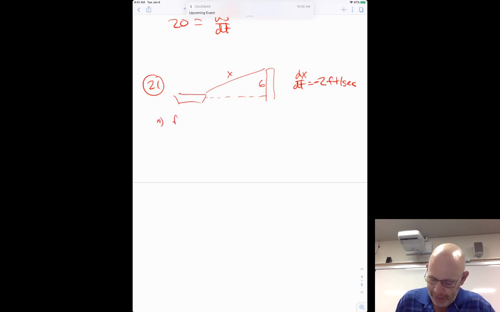So A is find dx dt. How fast is the boat approaching the dock when 10 feet of rope is out? So when x equals 10. And then the second problem is at what rate is the angle changing? So the angle is way up here at theta. So we'll call it d theta dt, find d theta dt at that same time.